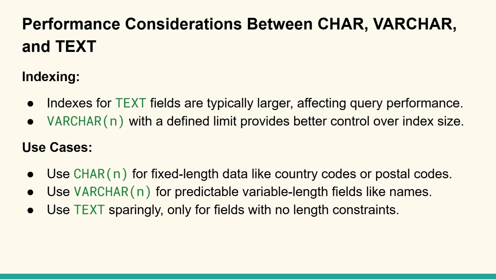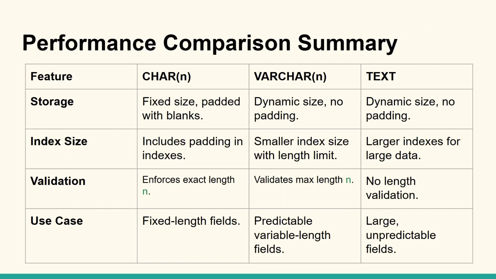When it comes to TEXT, we can use it for fields with highly variable or unlimited lengths, like blog content, product description or user comments. It allows for unrestricted length, making it suitable for unstructured data. However, avoid overuse of it as it can lead to larger indexes and slower queries. This is the performance comparison between CHAR, VARCHAR and TEXT that we have already discussed in the previous slides. Choosing the right data type not only ensures efficient storage but also helps maintain database performance over time.